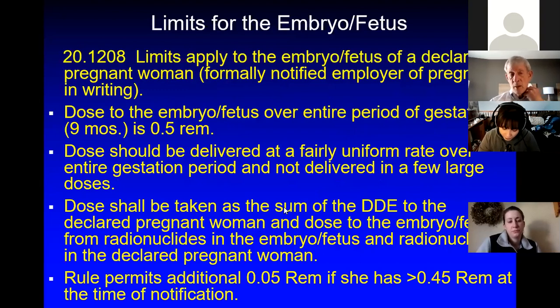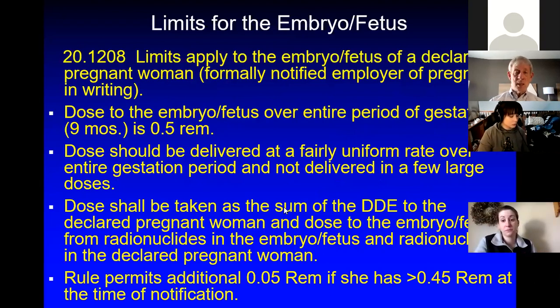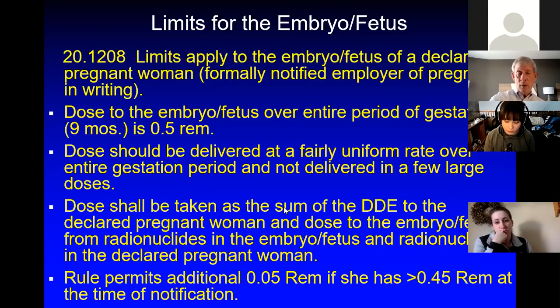This is section 1208 of part 20. And look at the very first thing. The limits apply to the embryo fetus. We're assuming that the mom's radiation absorbed dose is equal to the fetal dose. We're not too worried about the mom. We're worried about the fetus when she's working. And so she has to formally notify her employer in writing. And once he or she has accepted that, she is then going to have a reduction in her maximum permissible dose from 5,000 millirems per year to 0.5 rem, or 500 millirems, during her pregnancy.